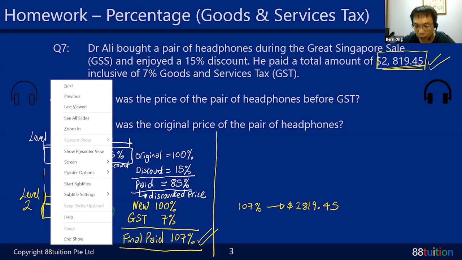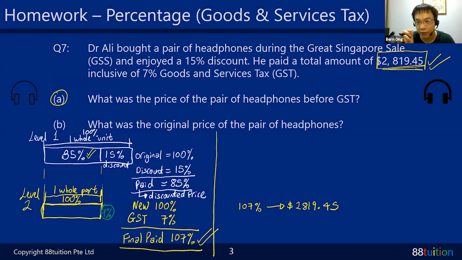I see. Okay, so 107% is inclusive of GST. You must talk about 2819.45. How come? Because that is also inclusive of GST. So when you do a comparison, you have to be fair. So here I will find my 1% first. From 107, how do I get to 1? Divide by itself. So down here, you show the working.